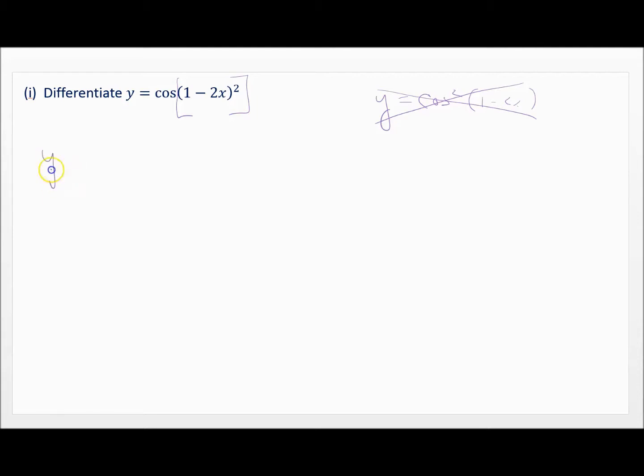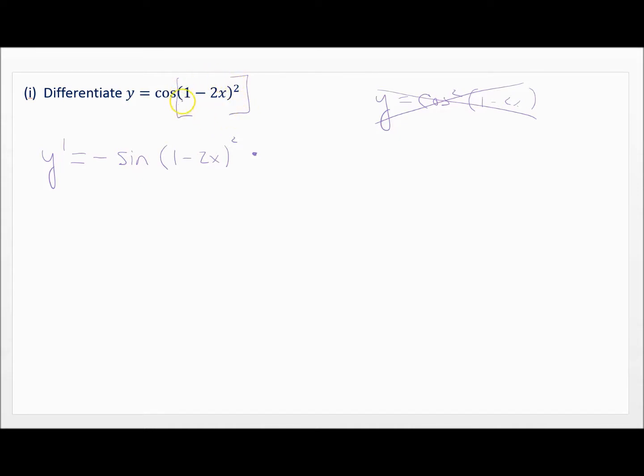You ready to jump into this then? So I have y primed equals the derivative of the outside. What's the derivative of cosine? You know it. It's negative sine. You rewrite the inside exactly the way it is, 1 minus 2x squared. Now we're doing the derivative of the inside. Now how do I take the derivative of 1 minus 2x squared? Chain rule, you say? Yep. So I've got to use the chain rule twice in this problem.